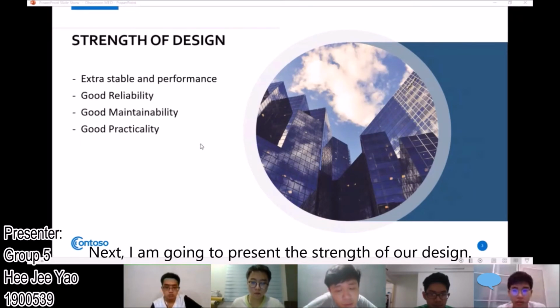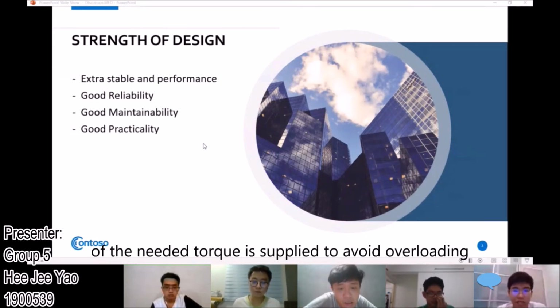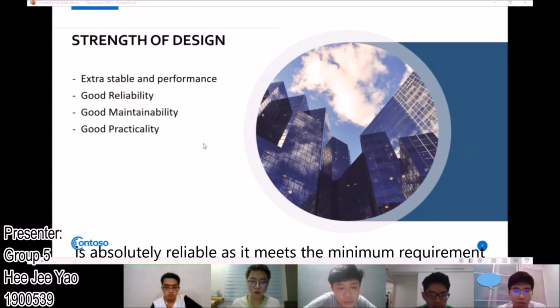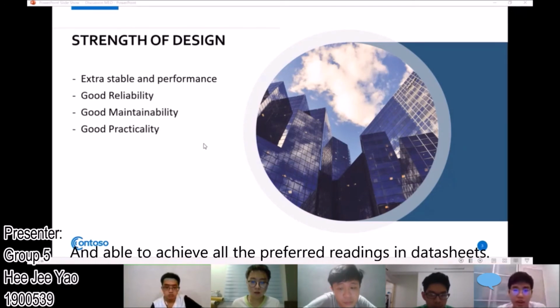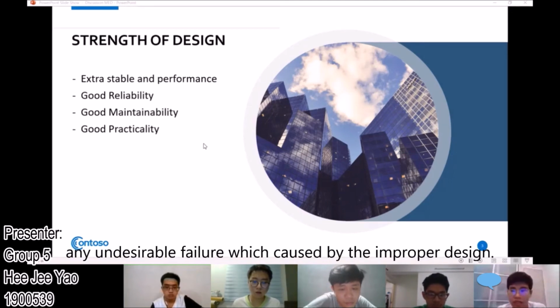Next, I'm going to present the strength of our design. Our model is extra stable and high performing, as twice of the needed torque is supplied to avoid overloading, which could slow down the conveyor. Moreover, our design is absolutely reliable, as it meets the minimum requirement and is able to achieve all the preferred readings in datasheets. Hence, we can assure that there will not be any undesirable failure caused by improper design.